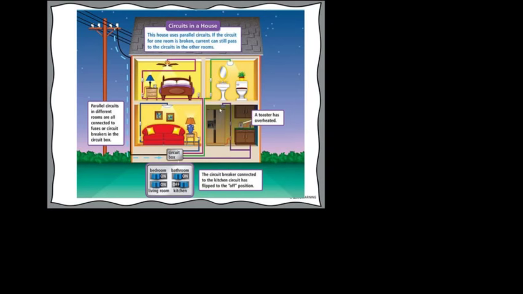So even once your toaster overheats and this kitchen circuit is flipped off, your living room lights will still work. Your bedroom lights, your bedroom ceiling fan are still going to work, and the lights in your bathroom will still be okay, because parallel circuits in different rooms are connected to different fuses or circuits.